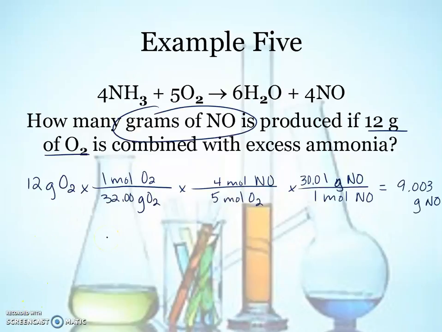Okay, this is how I set it up. So go ahead and pause it again so you can check it and make sure that you set it up correctly. All your units are going to cancel, except for the grams of NO. We need 2 significant figures, so it would be 9.0 grams of NO.